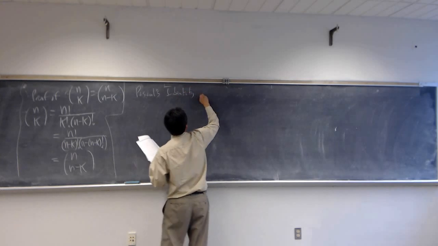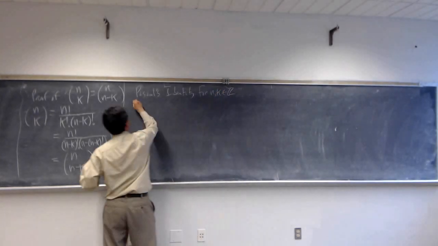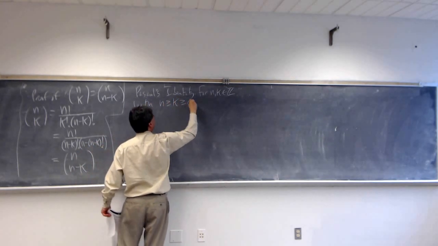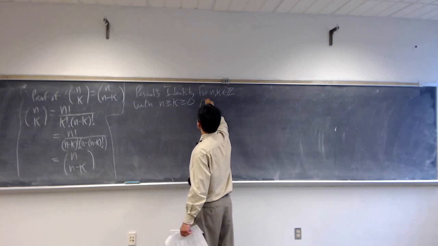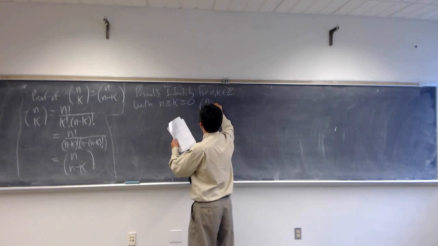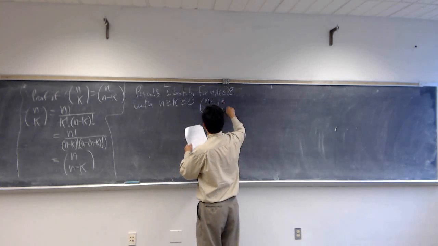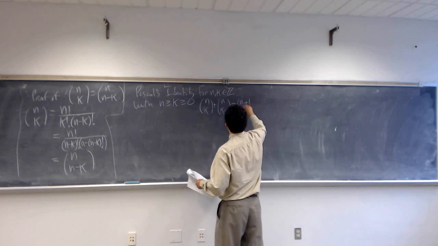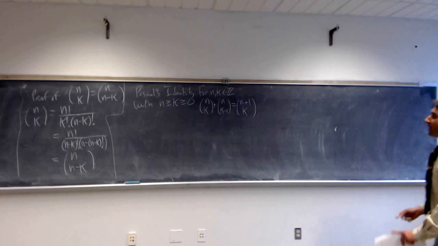Again, the same setup for n and k integers with n greater than or equal to k and k greater than or equal to 0. n choose k plus n choose k minus 1 is equal to n plus 1 choose k. So that's Pascal's identity.